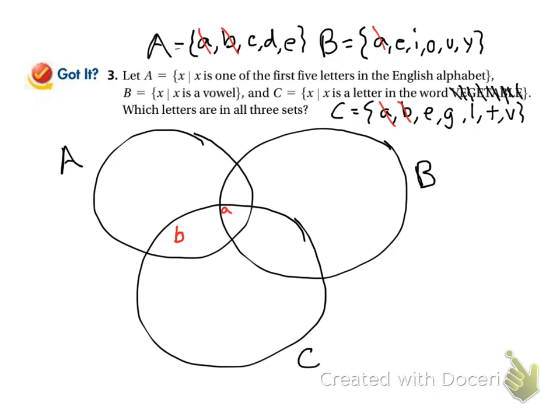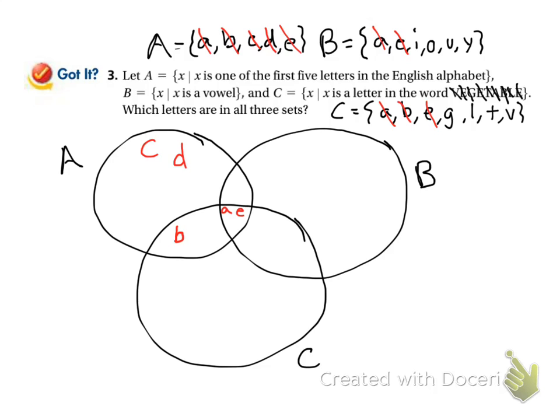And I'll cross off my B's. Set A also has a C. Nobody else has a C, so that just goes in A. It has a D. No one else has a D, so a D goes in there. And then it has an E, and everyone has an E, so E goes in the middle. So I cross off E in each of them.